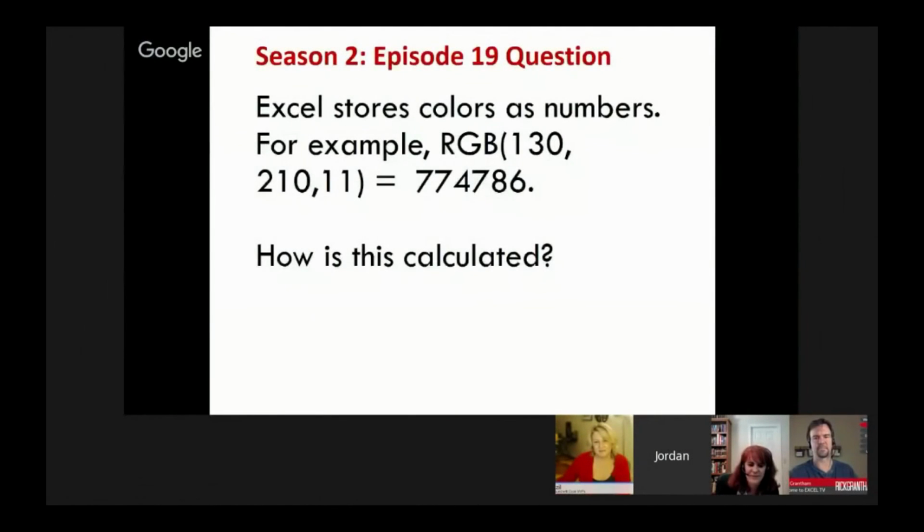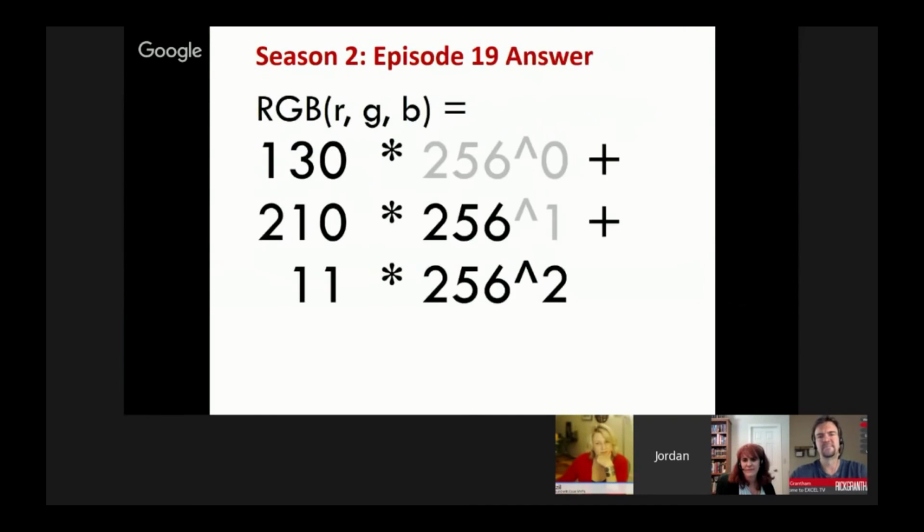Our last challenge had a bit of math in it, and I know everyone loves math. So remember, Excel stores colors as numbers. For example, if we are going to use the RGB function, you could put in red is 130, green is 210, and blue is 11, and that's going to come up with a very large number. So I asked you, how is the RGB calculated? So let's go take a look.